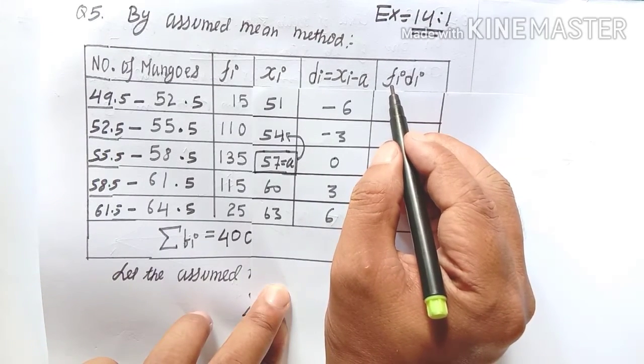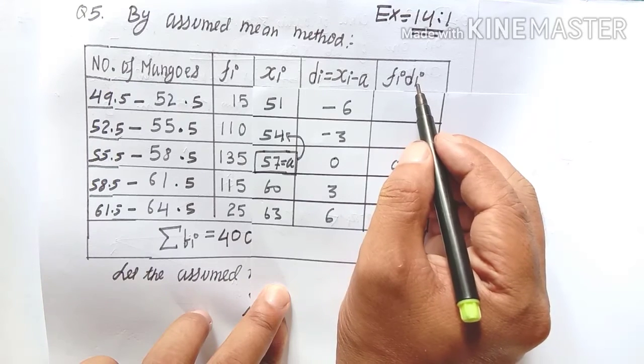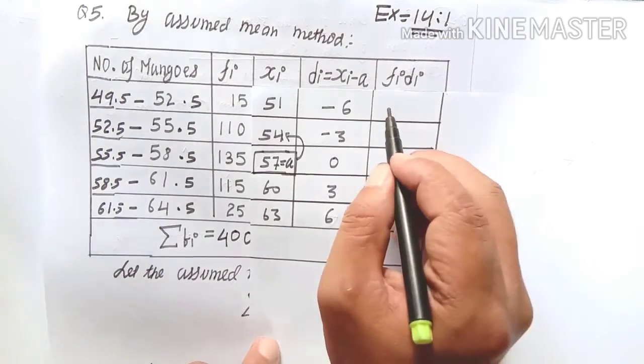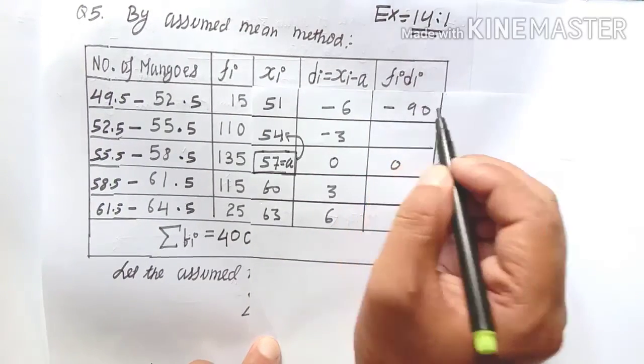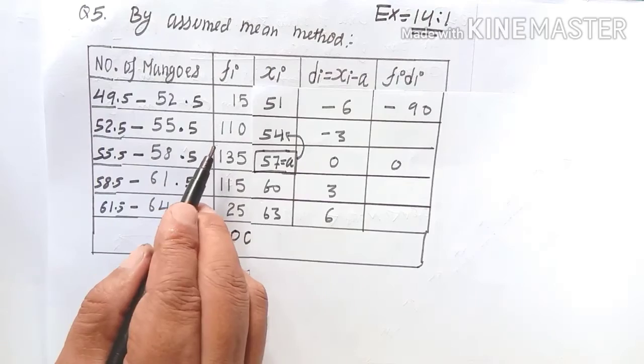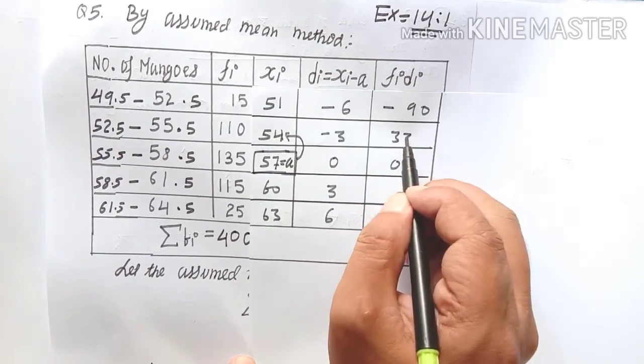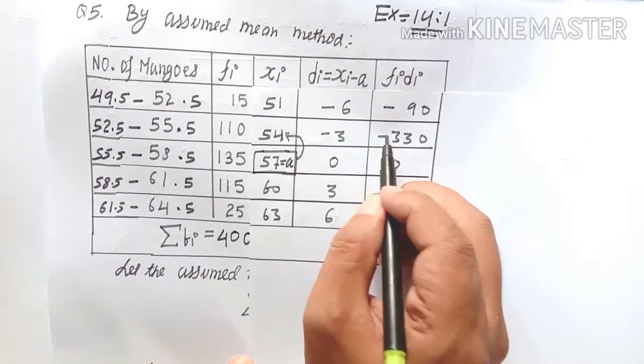Now get the value of Fi into Di. So where is the frequency value? The frequency value we have there is 15 into 6, that is negative 90. After that, 110 into 3. So 3, 3, 0, but the sign will be negative.